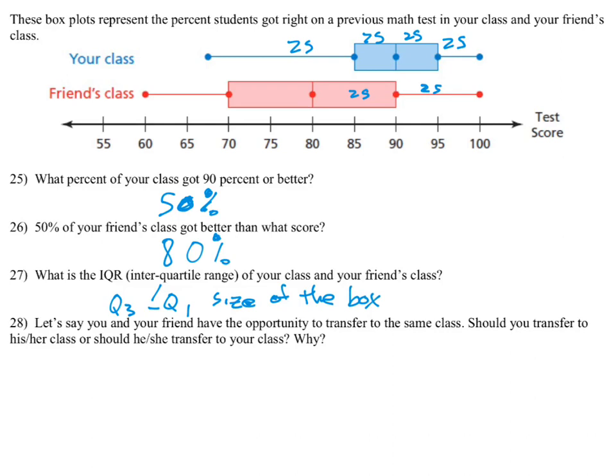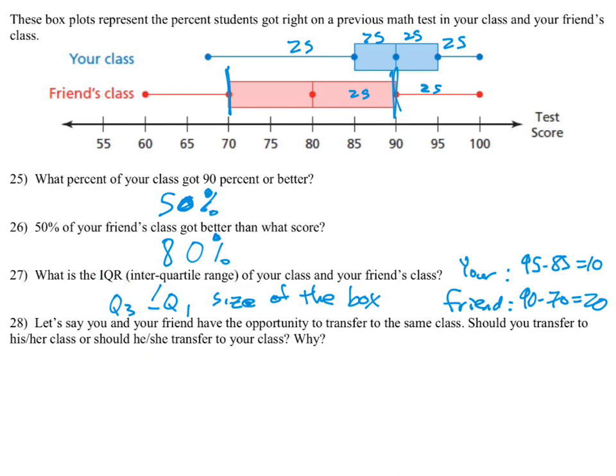Well, for your class, it goes between 85 and 95, which is 95 minus 85, which is 10. Not terribly big. For your friend's class, it goes between 70 and 90. So you've got to do 90 minus 70, and you get 20. So there you go. That's the interquartile range, or IQR, for your class and your friend's class.